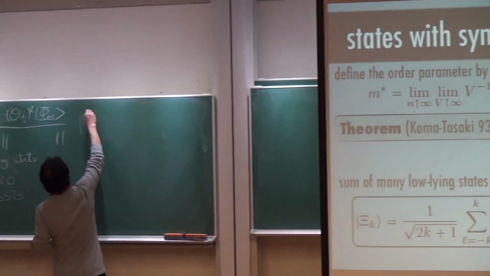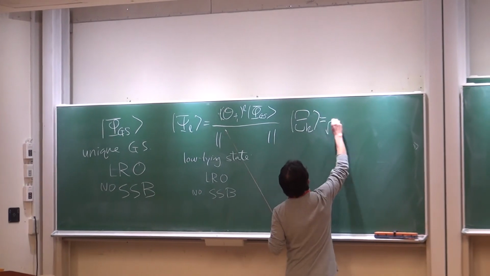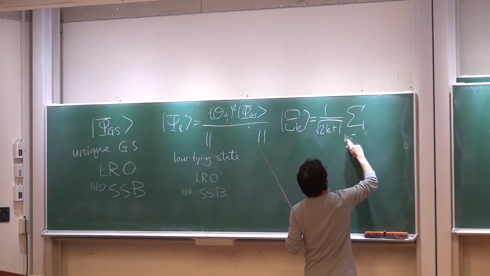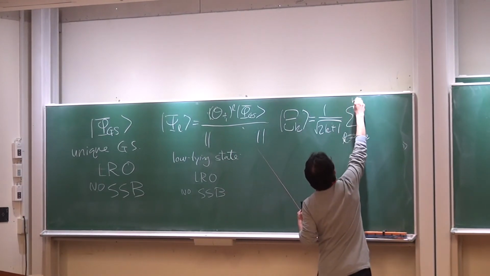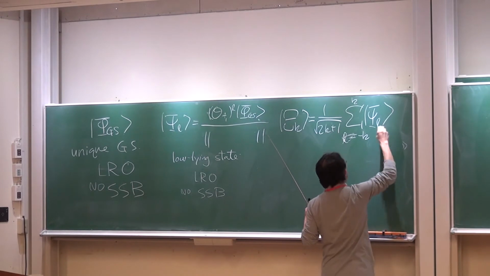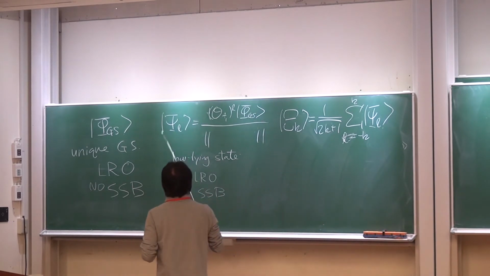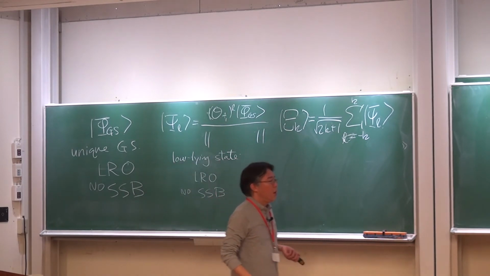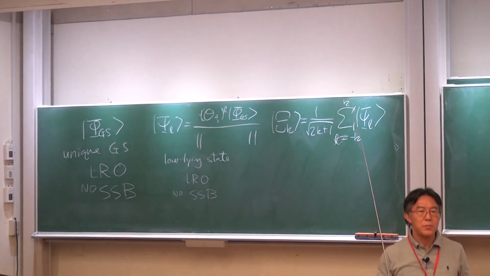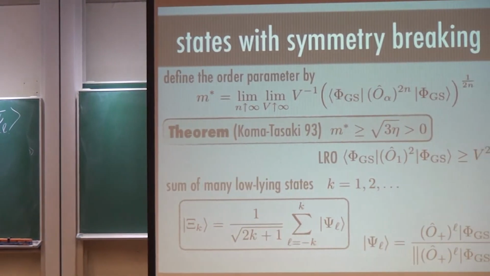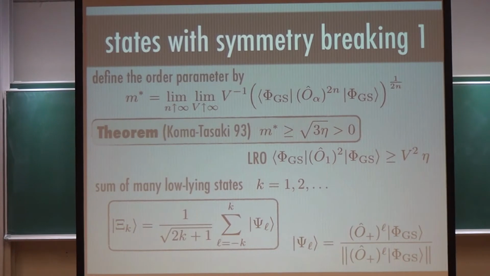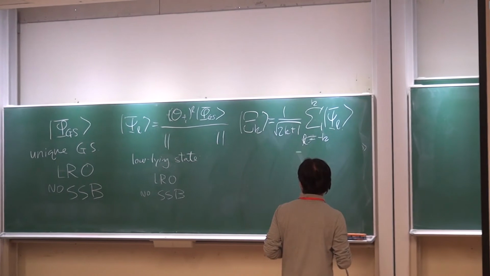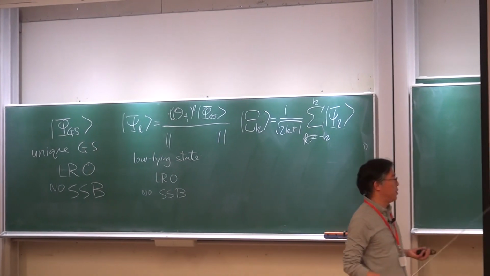So the third state is the sum of these low-lying states from minus k to k, and I just normalized it. And I would argue that this exhibits spontaneous symmetry breaking, the full spontaneous symmetry breaking.